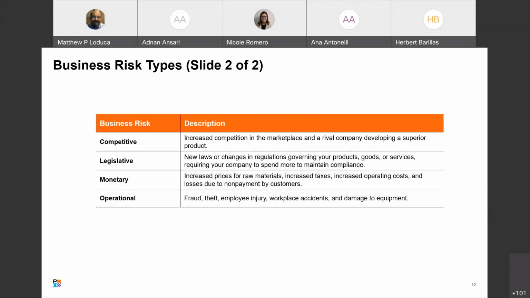Okay, so we have business risk: competitive, legislative, monetary, operational. So these are descriptions of those. Increased competition in the marketplace and a rival company developing a superior product. So that's one of the risks that we have out there in that competitive environment. If we're building something, we have the risks that go with every project that we build.